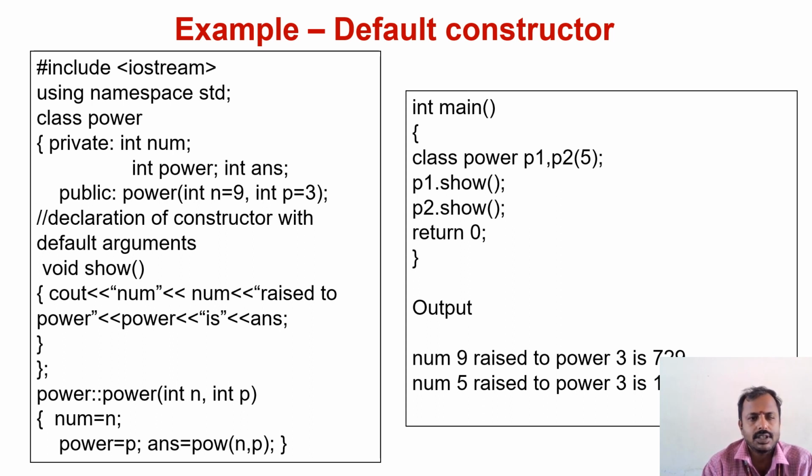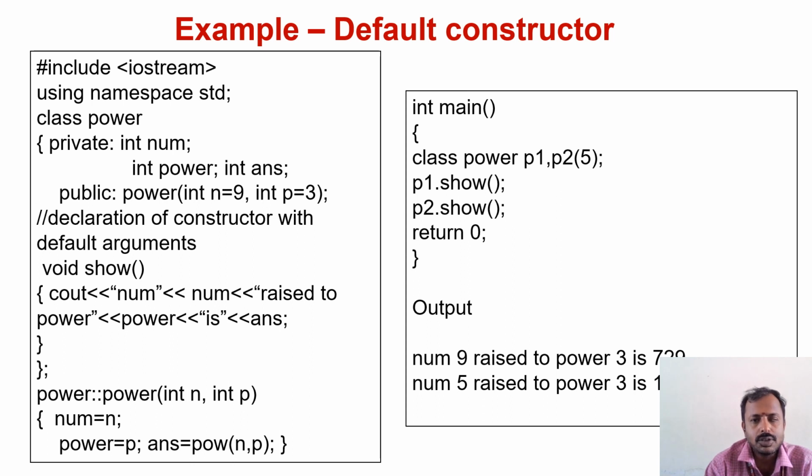I have a class power. So the power class has a default argument constructor. I have three private members, int num, int power and int answer. Now what I'm doing here, I have a constructor power which accepts two arguments, int n comma int p. So I initialize the value of n equal to 9 and the value of p equal to 3. And I have another function, show, which is used to just display the values of the number, power and so on.